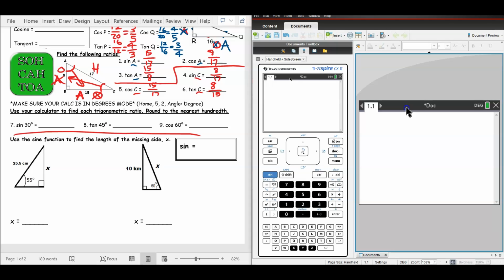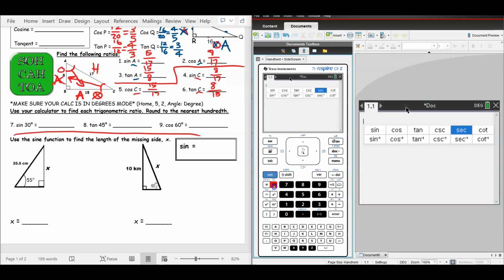It's next to the number 7. Look at that. It's trig, right? Don't we see that button next to number 7? Trig. That means trigonometry. Cool. Go ahead and press trig. Okay. So trig.